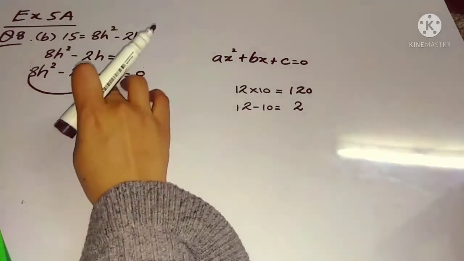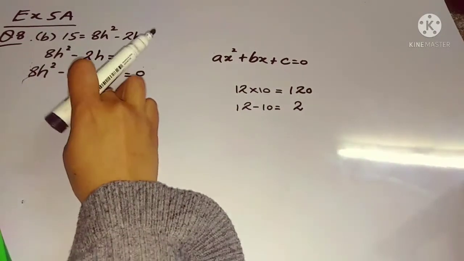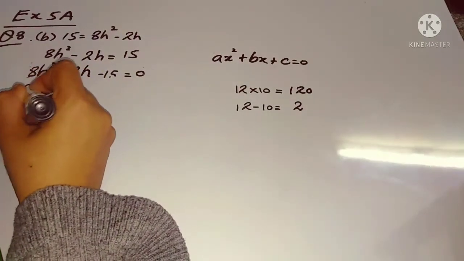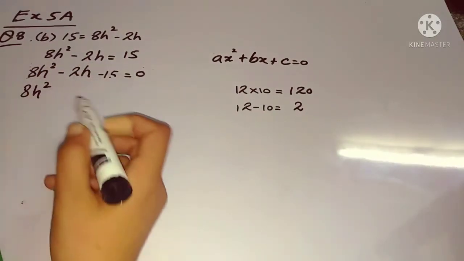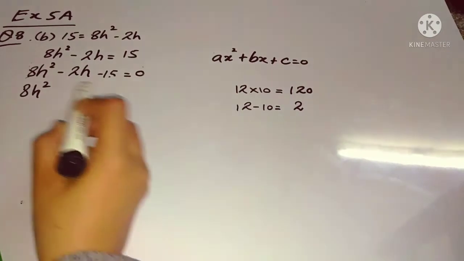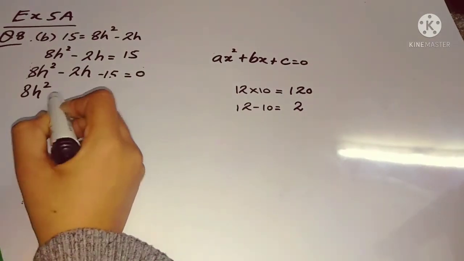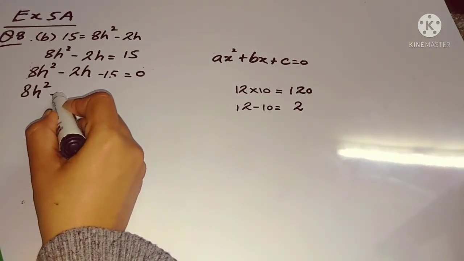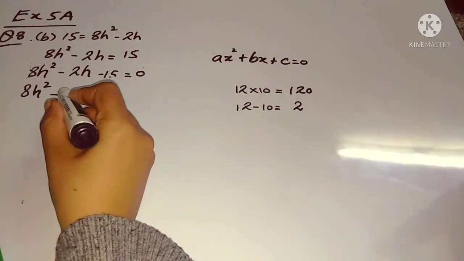So I'm going to write down those two factors in place of the middle term, and I will write the first and the last term as it is. So you will write 8h square like this. To follow the rule, first you have to write down this sign over here, and the other rule is that you have to write down the bigger factor first.